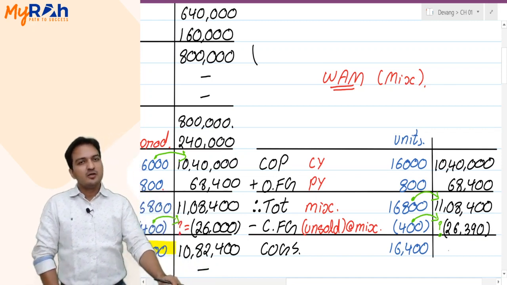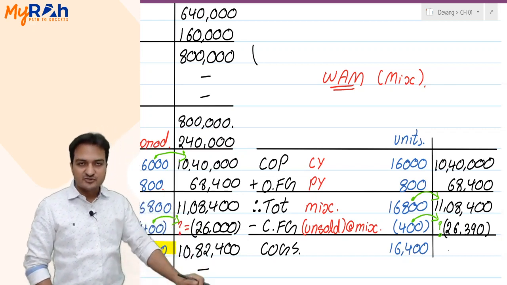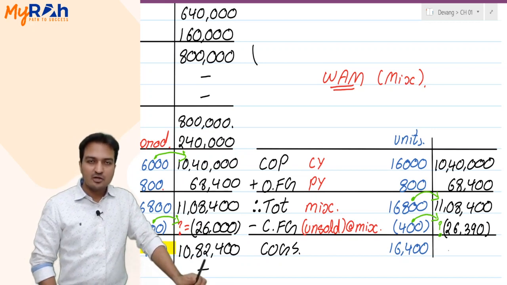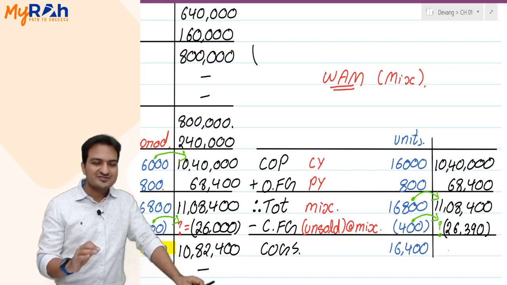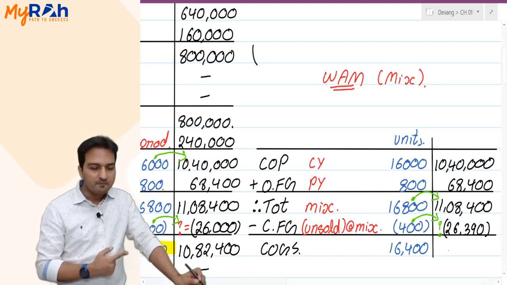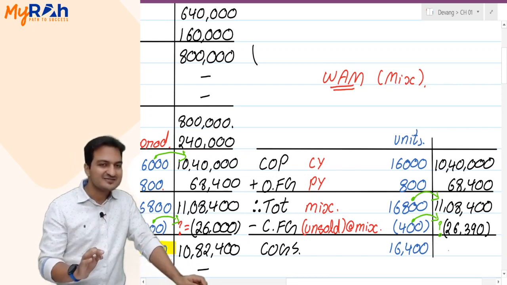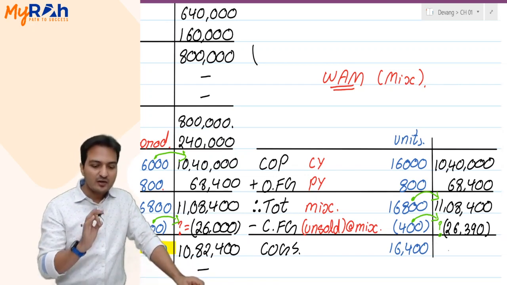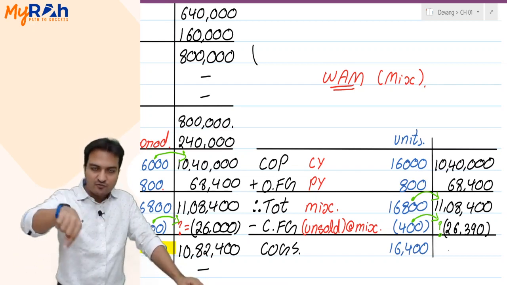26,390 becomes my closing FG valuation. This becomes the valuation by weighted average method. Now look, for weighted average method also I will be making you write down notes regarding this entire explanation logic that I gave. But what I will not make you write is this example. Remember this. Every time when I say weighted average method, think of this example about a vehicle.